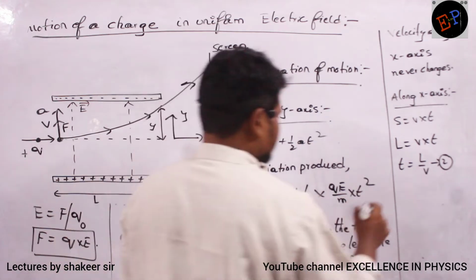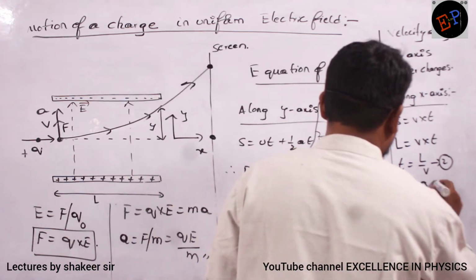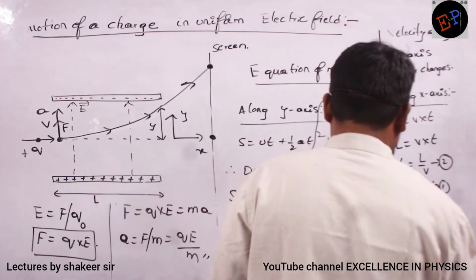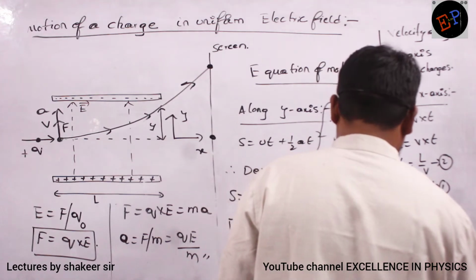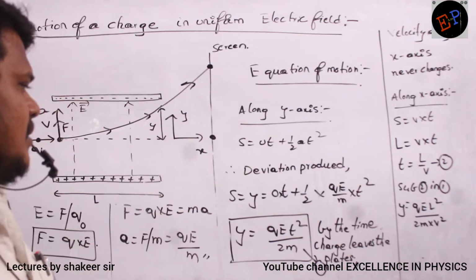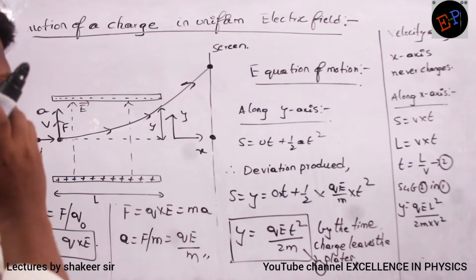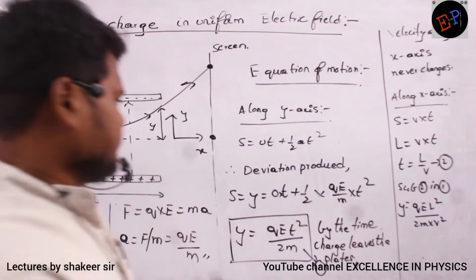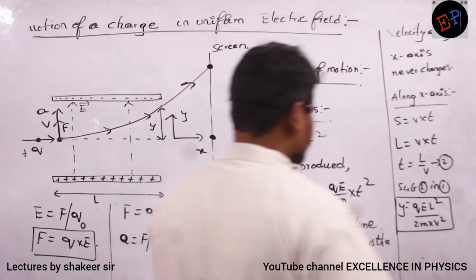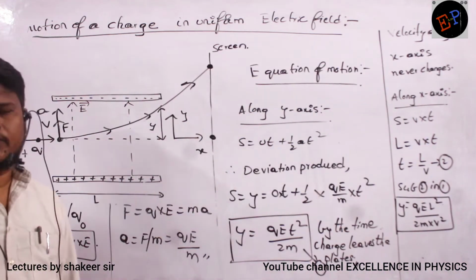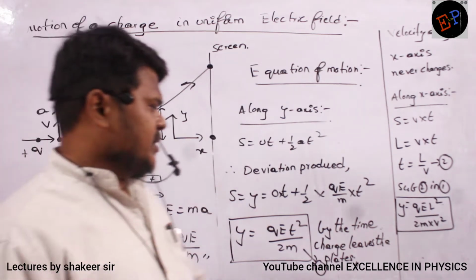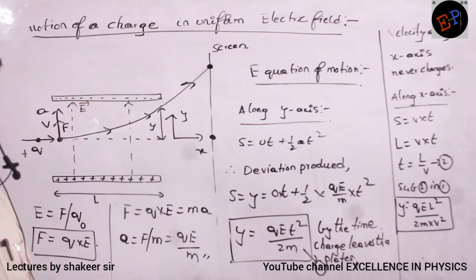So substitute 2 in 1. Therefore I will get y is equal to QE L square divided by 2m into V square. Does anything cancel? Nothing cancels. So this is the deviation produced, irrespective of time, with no relation to time. Are you able to understand? So y is QE L square divided by 2m V square.